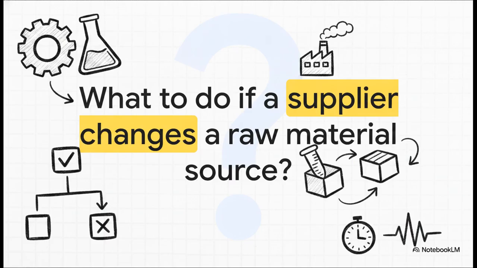Let's put you in the hot seat. Imagine you're the developer and you suddenly get a supplier change notification for a material used directly in your cell culture. What is your most appropriate first step? This is a critical moment that can seriously make or break a manufacturing campaign.